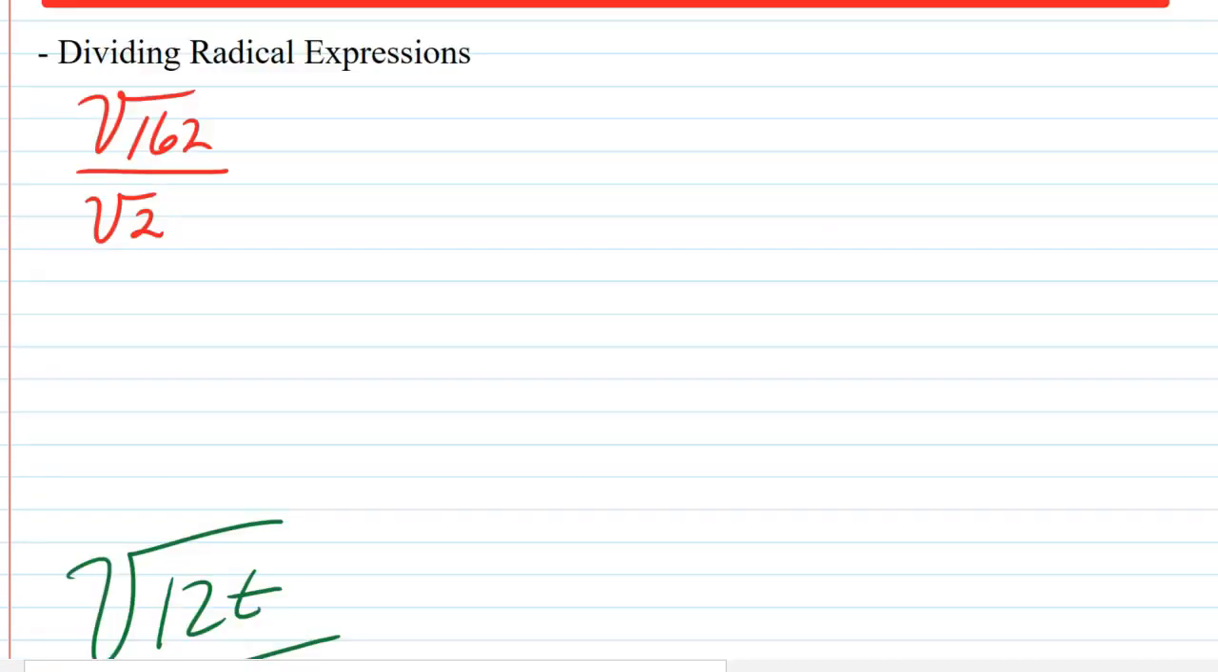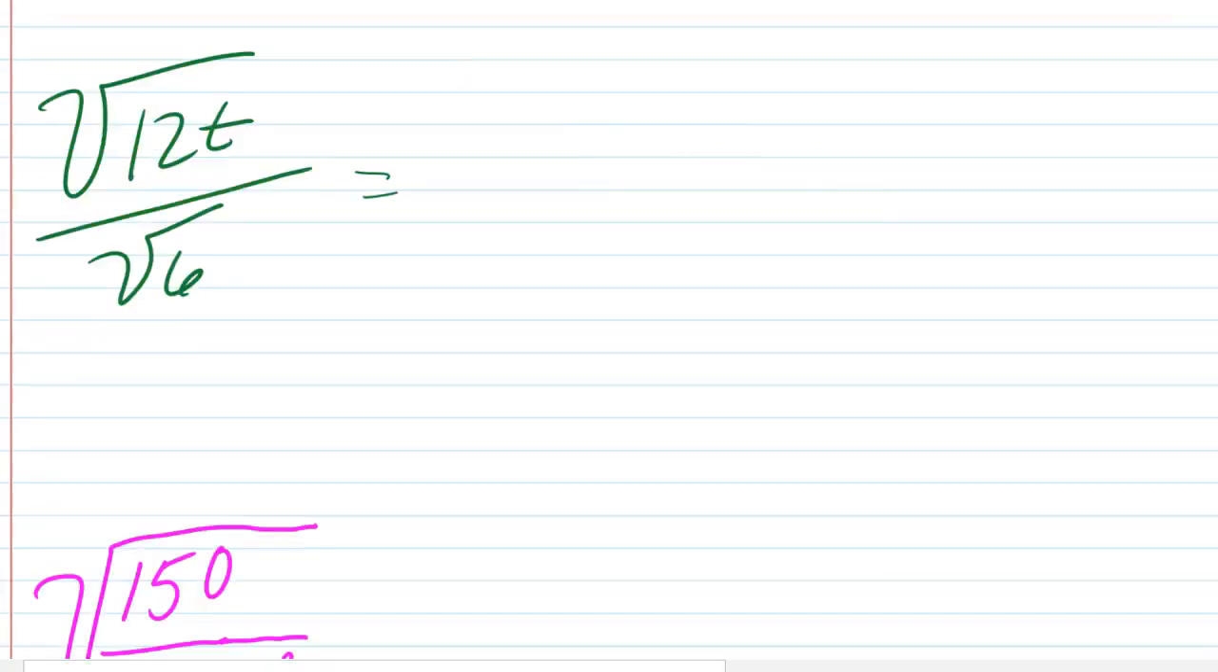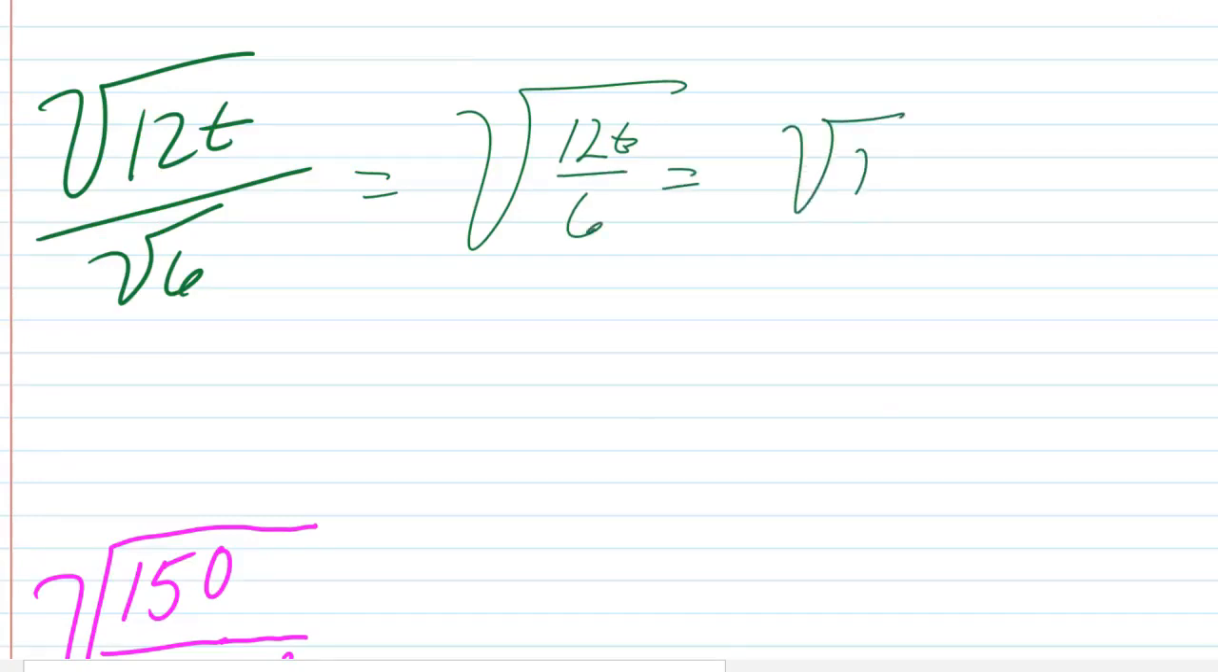Dividing radical expressions. When you have something that looks like this, you can change it to one radical. What I mean by that is 162 divided by 2. They're both a square root, so I can change it to one radical. That's going to give me the square root of 81, which is simply 9. Again, if you can simplify first, do. I have 12t divided by 6, which is simply the square root of 2t. There's nothing else that simplifies, and we're finished.